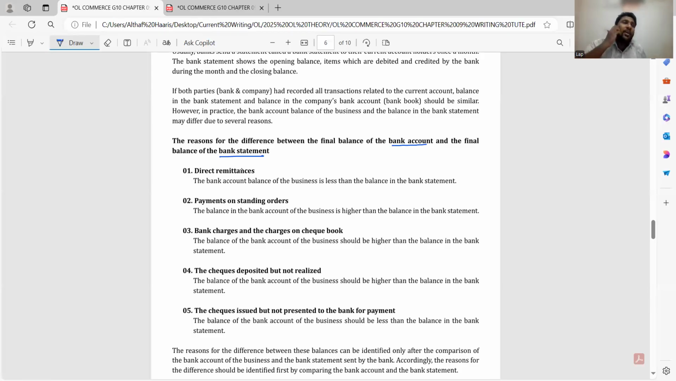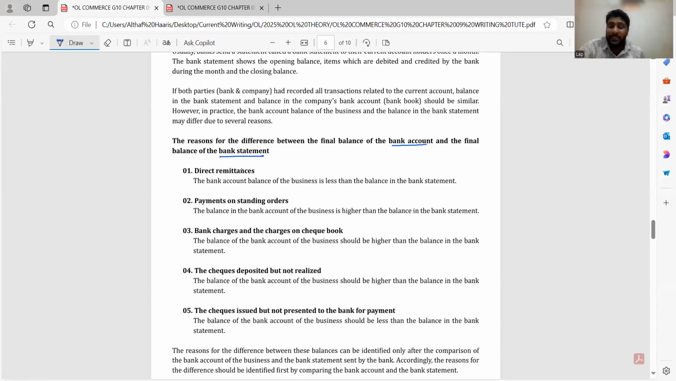Next one, payment on standing order. What is a standing order? We tell the bank, for example, make my rent payment every month without asking me. I have given an order to the bank: you pay the rent of 100,000 every month, don't wait to ask me.